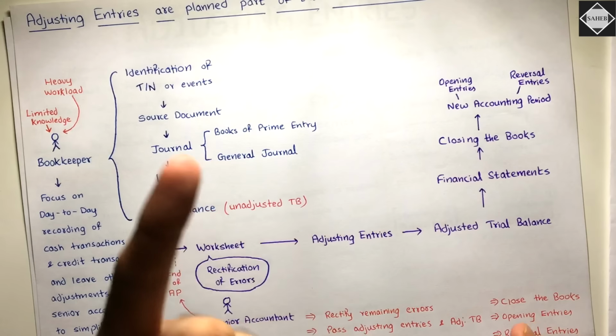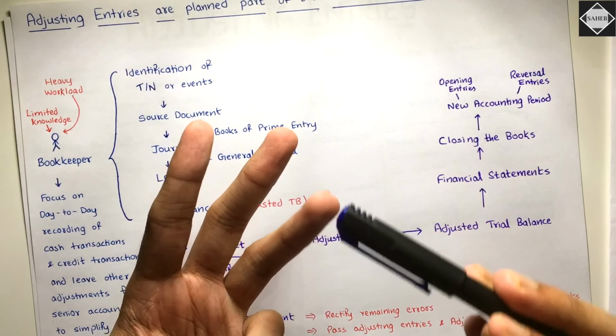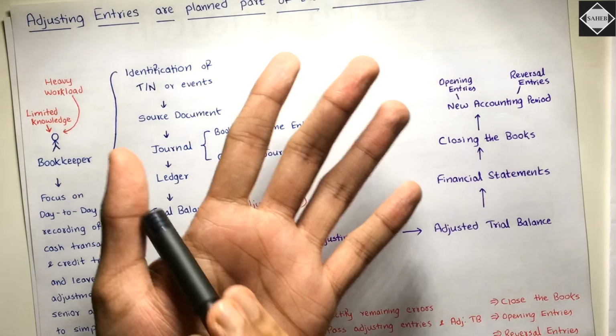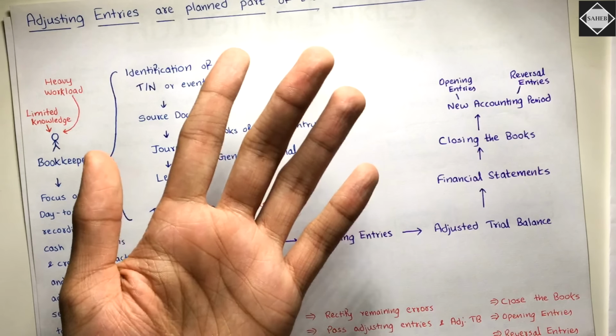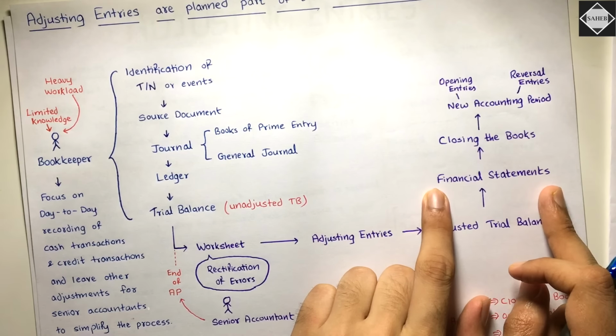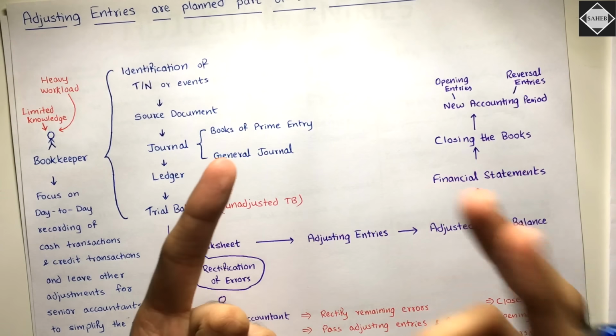What financial statements? Statement of profit and loss, then balance sheet, then cash flow statement, statement of changes in equity, and then notes to financial statements or any other explanatory material. Okay, financial statements will be prepared, and then we'll close the books. How do we close the books? By passing the closing entries.